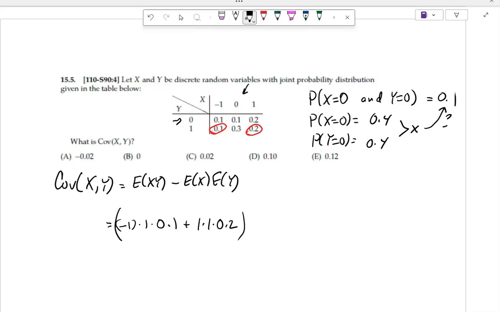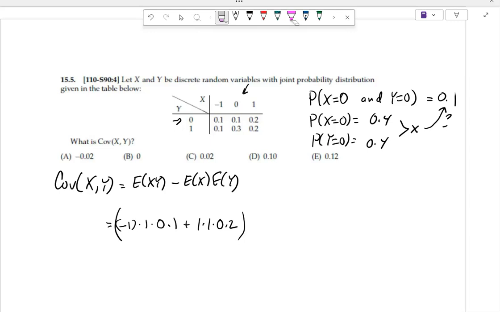For example, if I worried about this one right here, my x would be -1, my y is 0, and the probability is 0.1. So you'd have -1 times 0 times 0.1, but I know it's 0, so I didn't bother writing it. Does that make sense what I'm saying? Just trying to cut down my work, right?